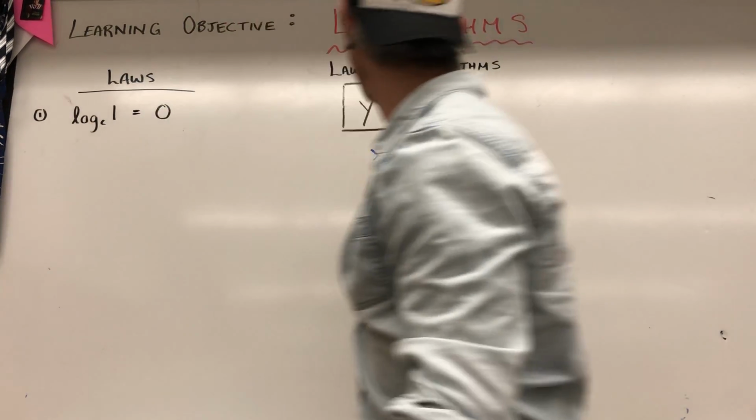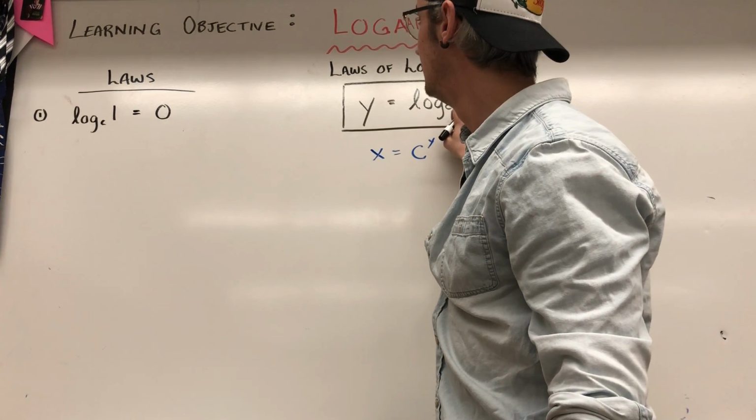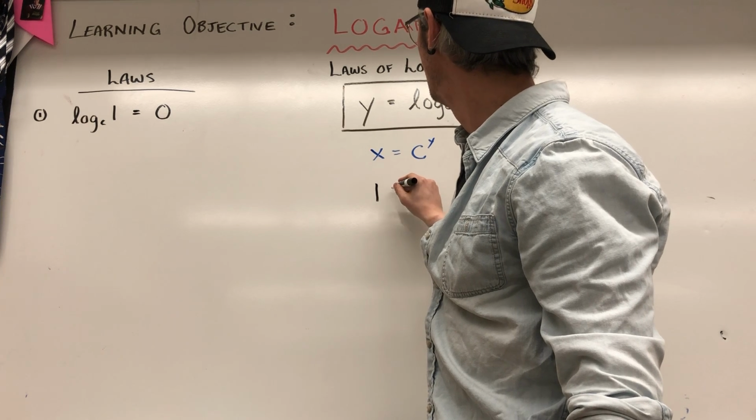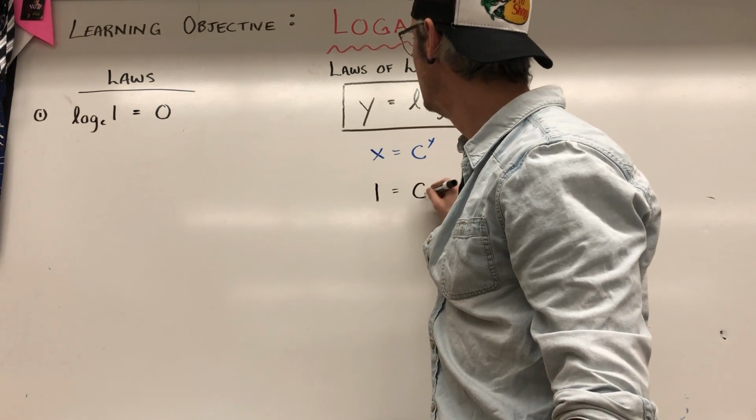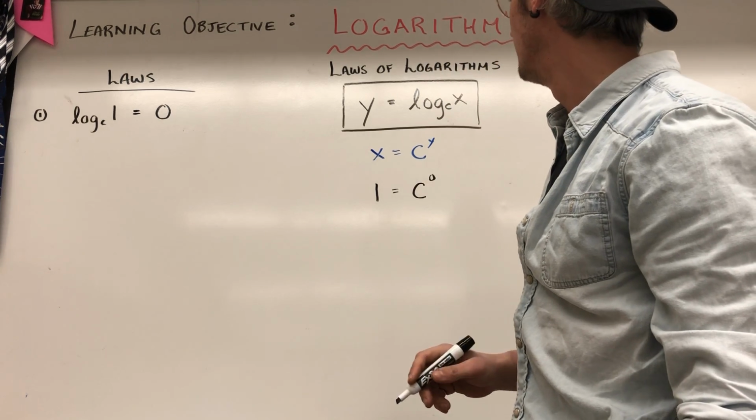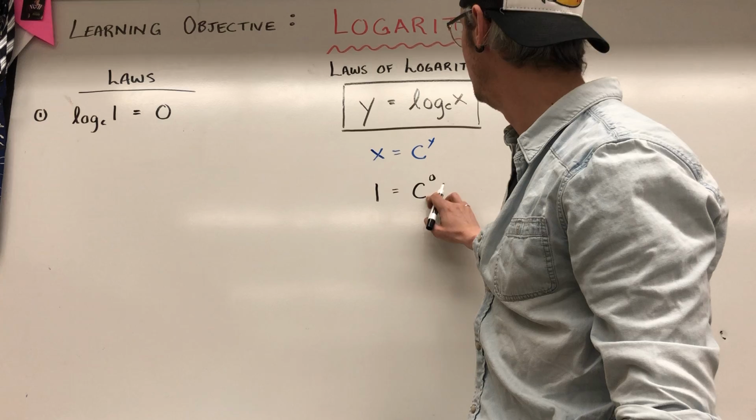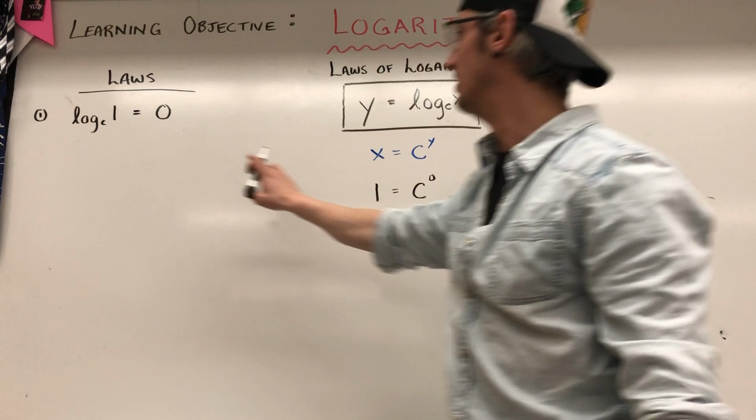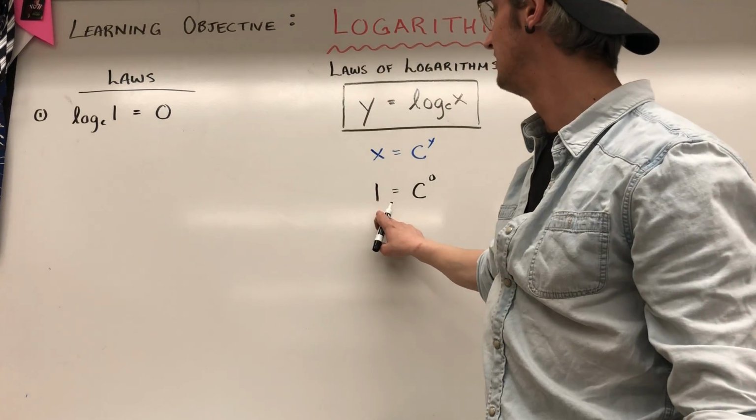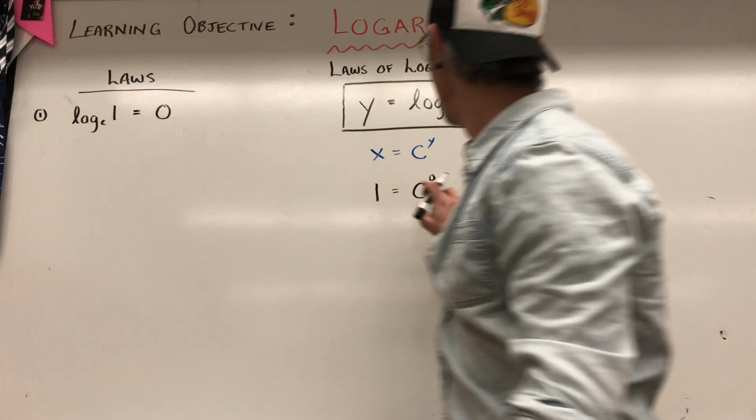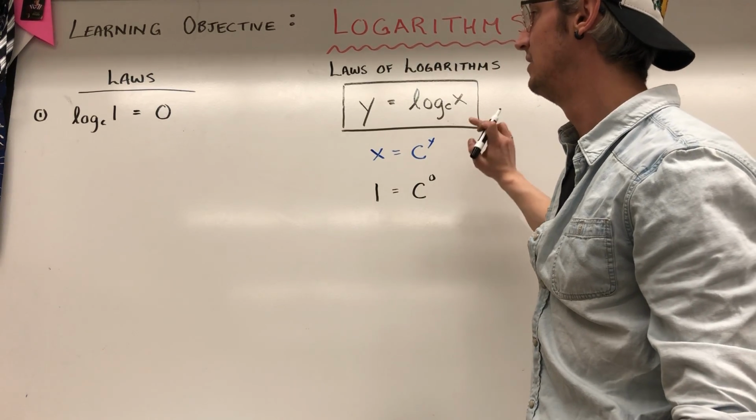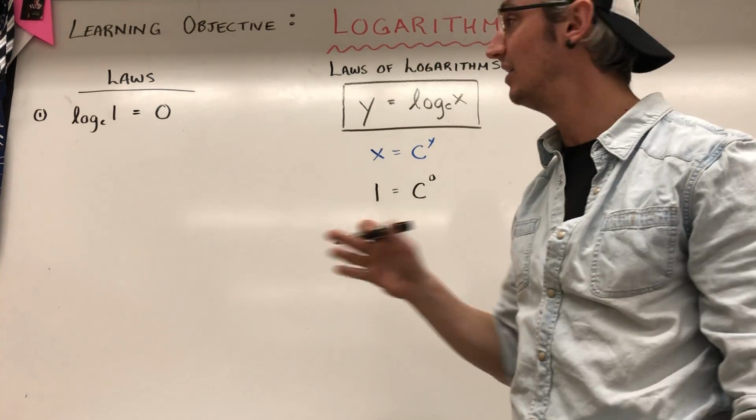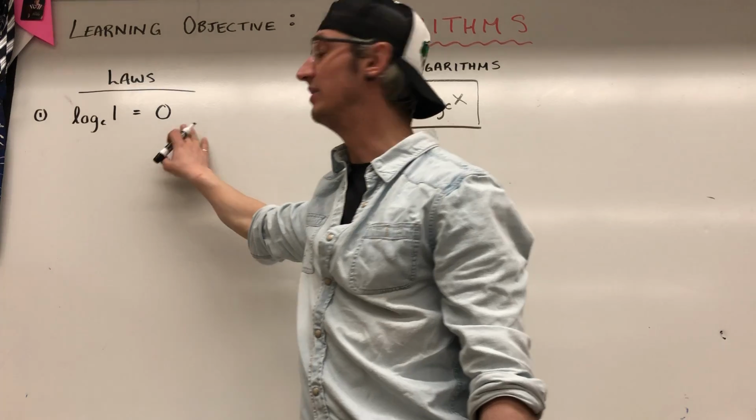Because if we go from here to this format, that means that 1 is equal to c to the 0. So c to the 0 is always going to be 1. This is just showing us that. Because 1 is x, c is my base, and any number to the 0 is equal to 1. So this is where we get this law from. Hopefully that made sense. If it doesn't, all you need to know is log of 1 equals 0.